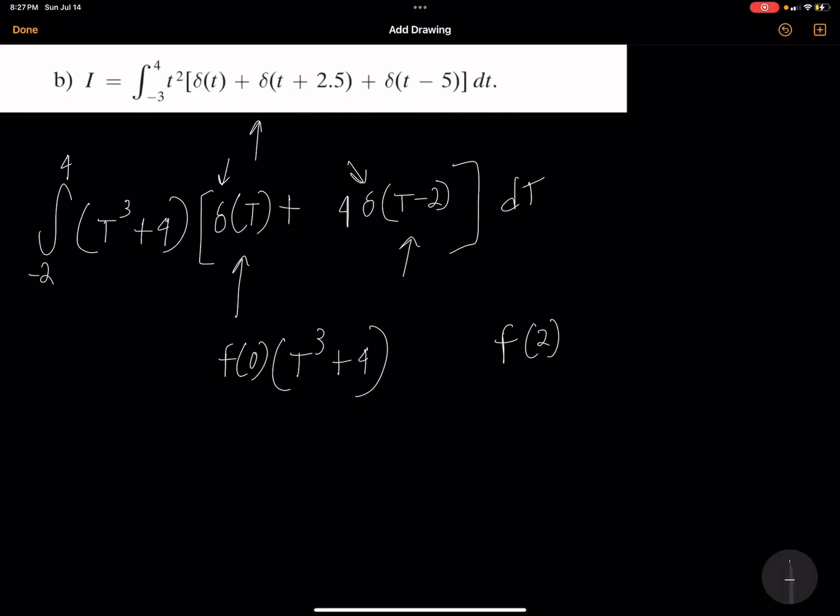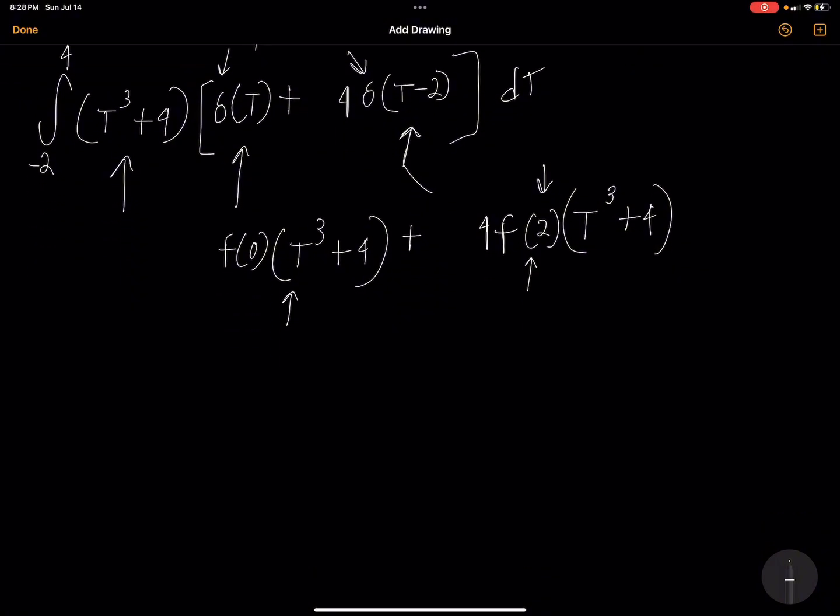So, since this function up here, when you solve for it, gives you 2, it turns into a function of 2. That's what I mean. Times 4. So what we're going to do is distribute that t cubed plus 4 to both of these. And that, as you can see, will be a function that you're solving for. You plug it in. So t cubed at 0 is 0 cubed plus 4, plus this one evaluated at 2 will be 2 times 2 times 2 is 8, plus 4 times 4.